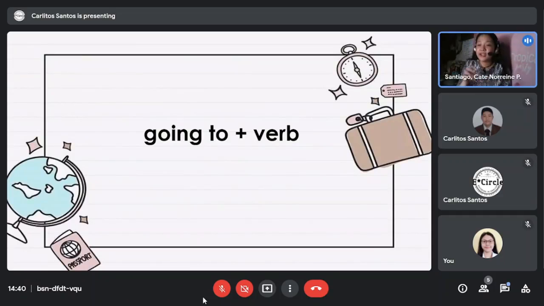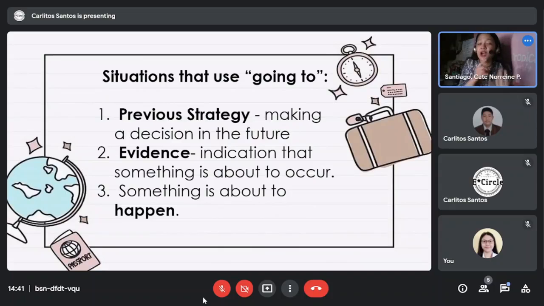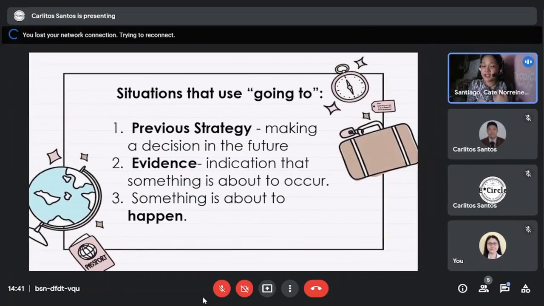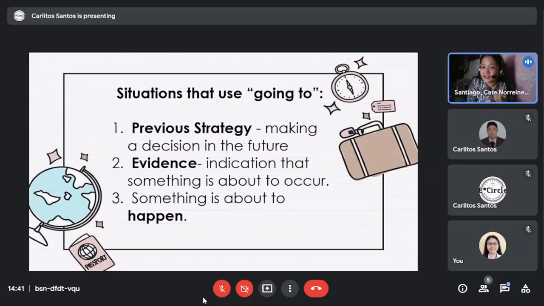"Going to" is followed by another verb. Okay? Again, "going to" is followed by another verb. Here are the situations that often use the verb "going to." First, a previous strategy or making a decision in the future. Second, evidence, previous strategy, evidence, and something that is going to happen.